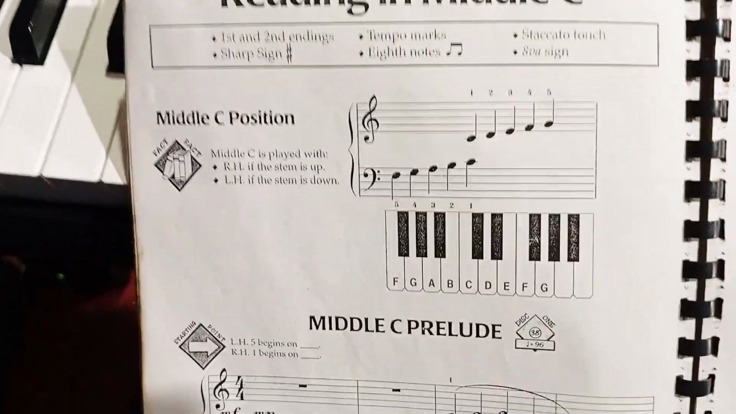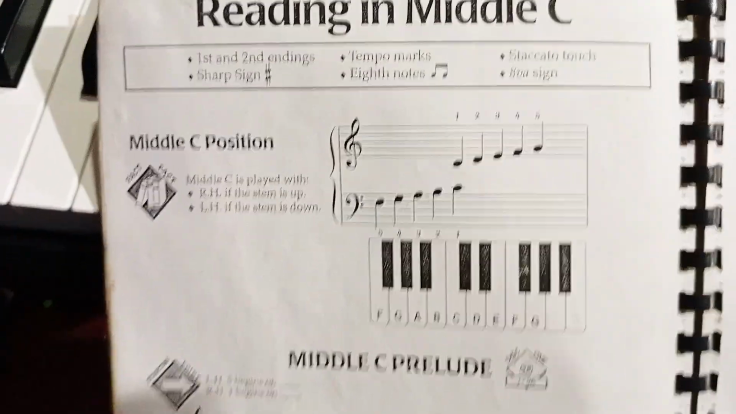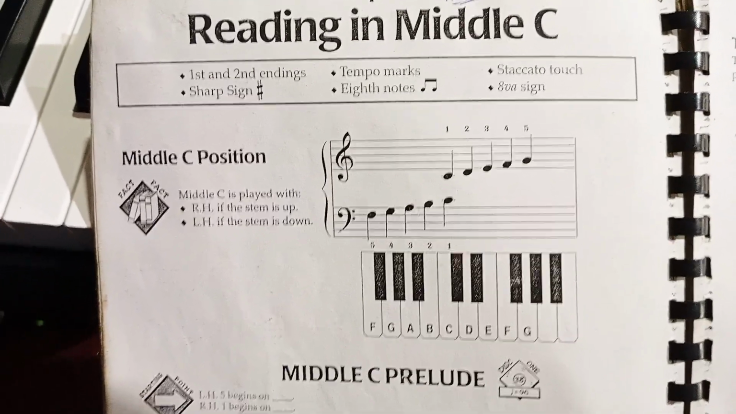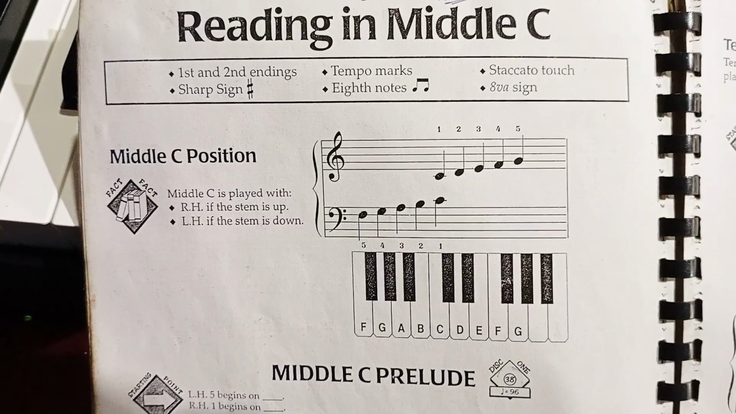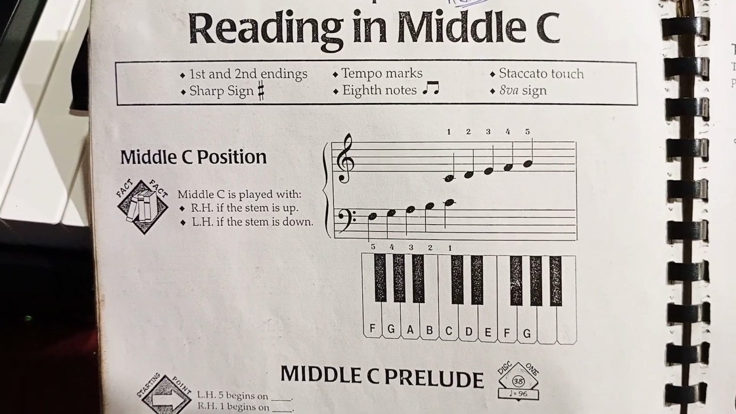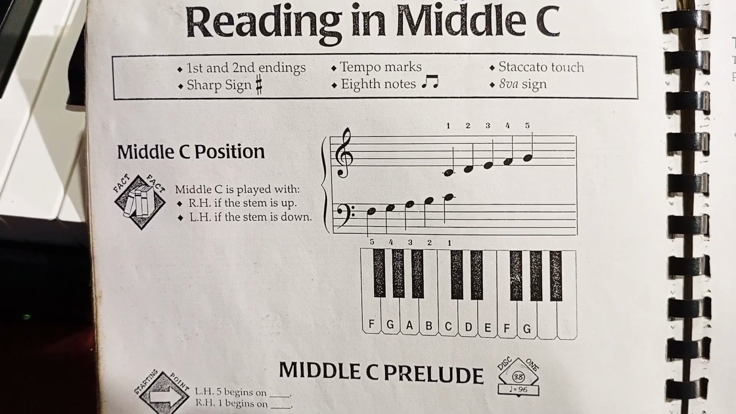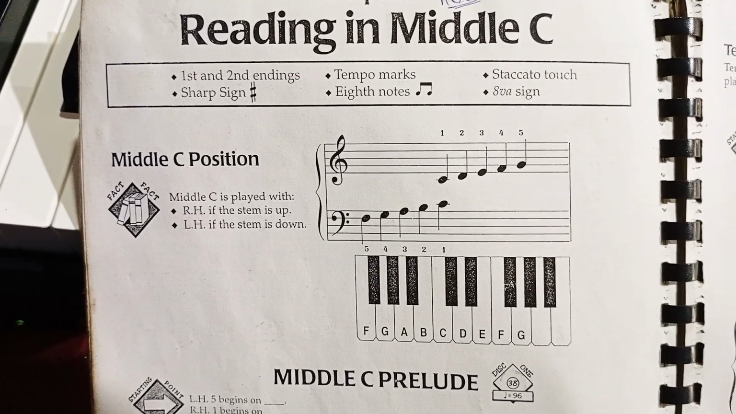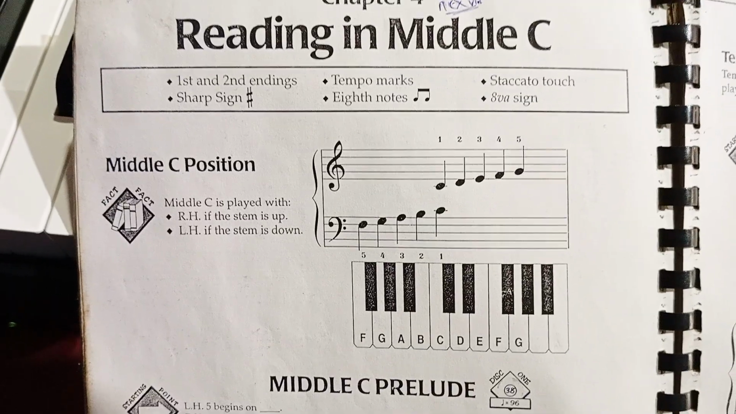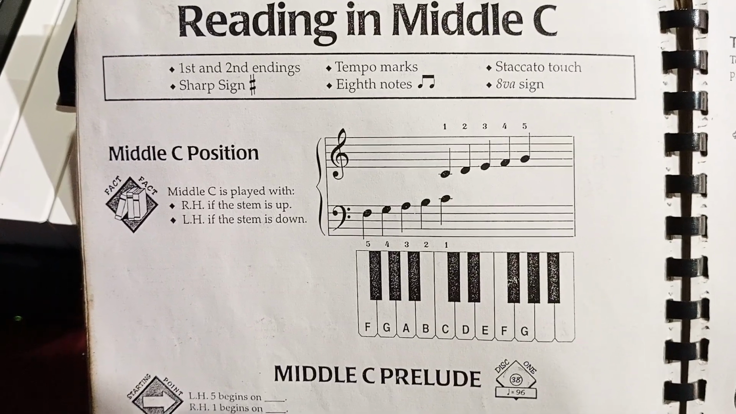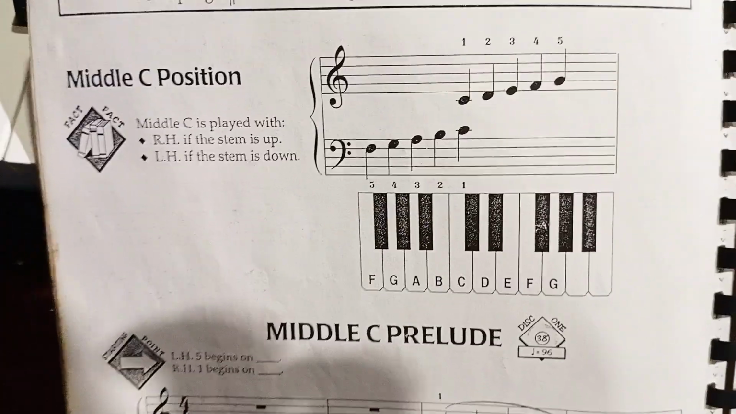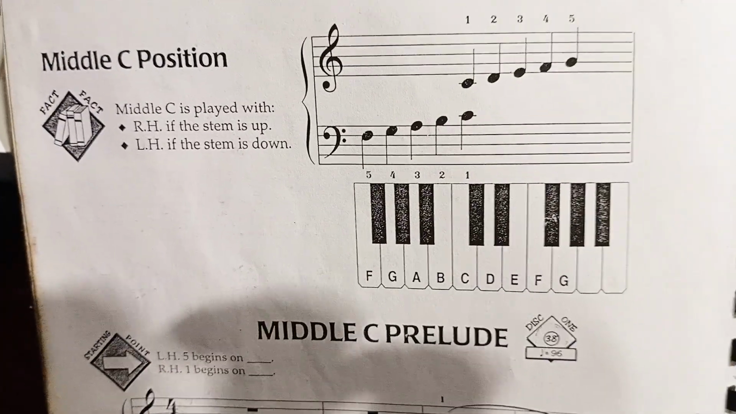So in this lesson on middle C, there are a number of things we are going to talk about. First of all, we are going to talk about first and second endings. Then we'll also talk about the sharp sign, tempo marks, eighth notes, staccato touch, and the octave sign. So let's begin with middle C position.